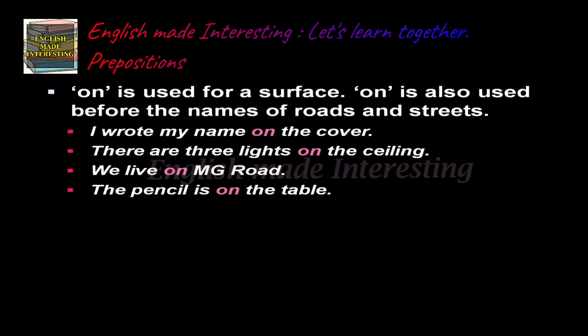On is used for a surface. On is also used before the names of roads and streets. I wrote my name on the cover. So it is a surface, on the cover. There are 3 lights on the ceiling. We live on MG Road. The pencil is on the table. So on is the preposition used here. It refers to a surface.